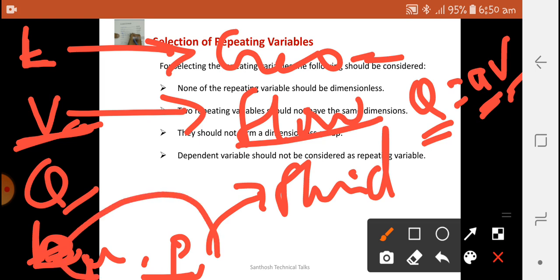And similarly, for viscosity as well as density, we know that density is the primary fluid property, and viscosity, we can say, depends on the density or temperature. So density is the primary property of the fluid, so we can take density as the fluid property. By selecting these geometric, flow and fluid properties, we can easily select the repeating variables.